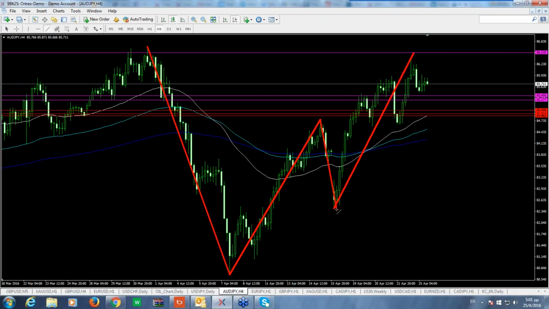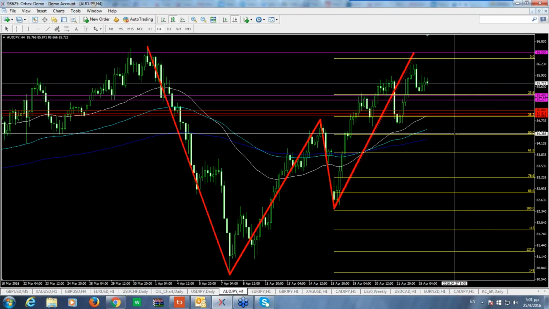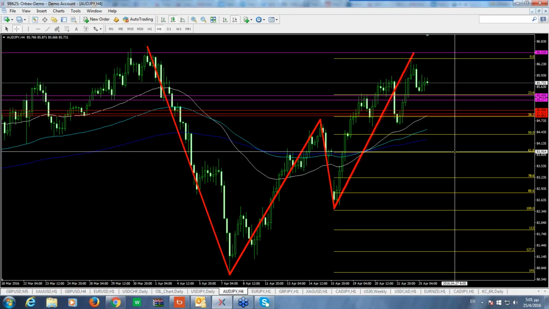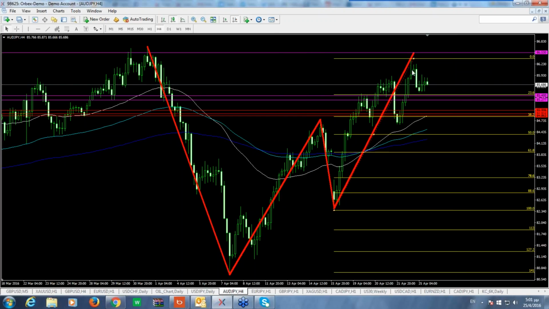Okay, so we do have something here, and it is reversing at the moment, so this could actually be as low as 50 or 61.8, so we take that one here. So if price does fall, it could fall anywhere between 84.36 to 81.83.90. Okay, so that is what's going on at the moment.